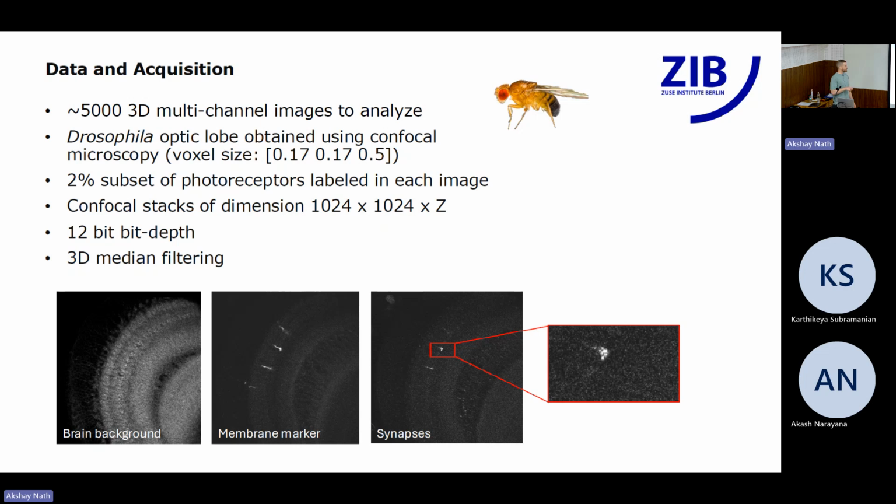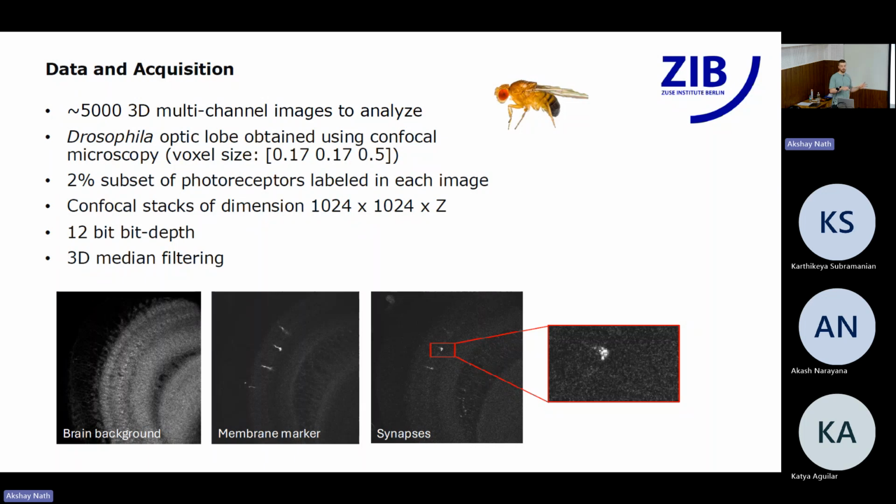The three channels that I talked about: the first channel is the brain background. From this channel, we can distinguish between different regions in the brain. As I have mentioned, lamina, then medulla, and we have two other parts, lobula and lobula plate. This one would be lobula, this would be medulla. But lobula plate and lamina are unfortunately not visible in this image.